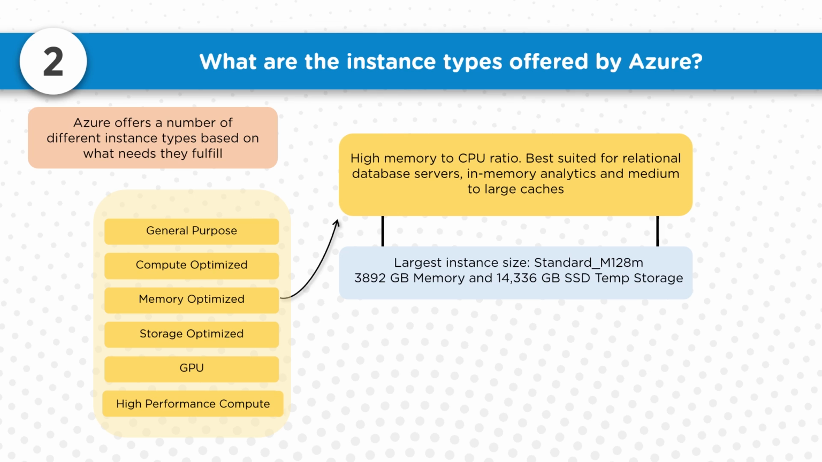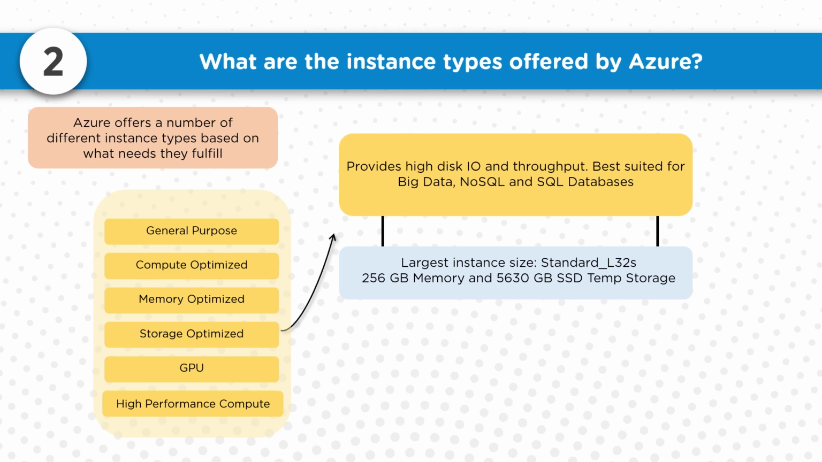So with memory optimized, memory is more, so it's very good for in-memory analytics applications. And the largest instance size we get here is Standard M128m, and look at the memory. It's 3892 gigabytes of memory, and look at the temporary storage. It's 1400 gigabytes of temporary storage.